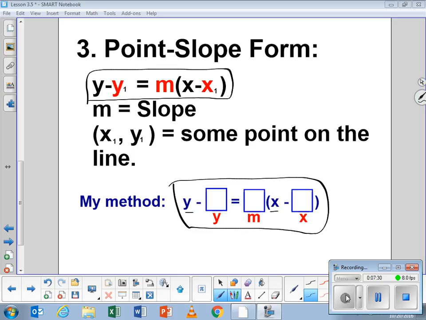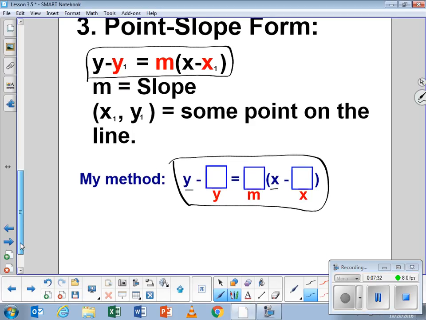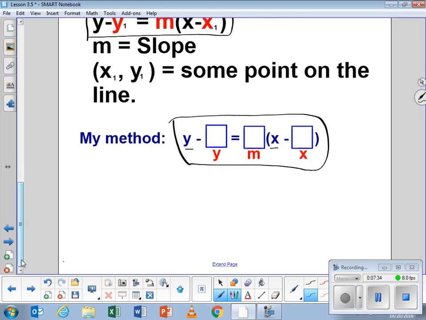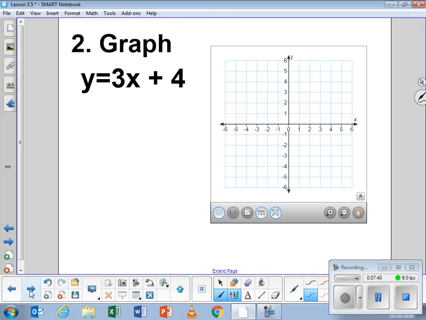So, I think you'll find it more helpful to think of this equation this way. It'll help you know where you're going to place things when it's time to write the equation out. Okay? Here we have an equation. Y equals 3x plus 4. The easiest thing to do with this form is to graph from this form.